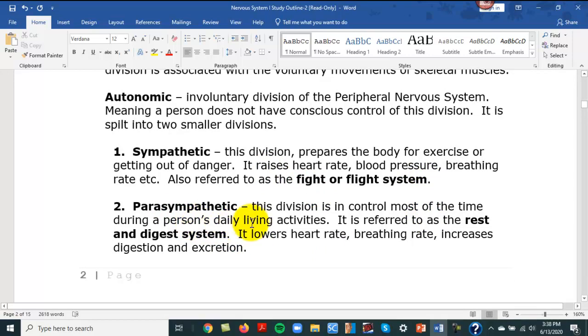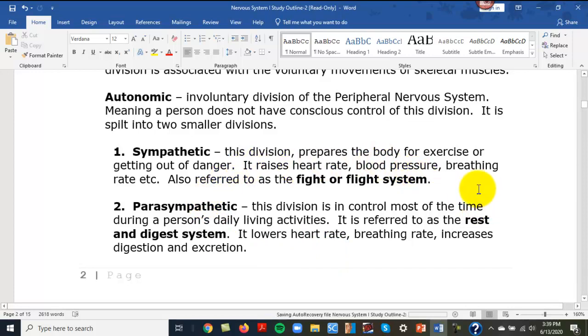The parasympathetic division is referred to as the rest and digest. It is what is in control during a person's day mostly, hopefully. I wouldn't want to be around somebody who's constantly in their sympathetic nervous system. But that one is always lowering heart rate and lowering blood pressure. It increases digestion and excretion. We'll cover that in AMP2. When a person voids because their bladder gets full, that's a parasympathetic response.